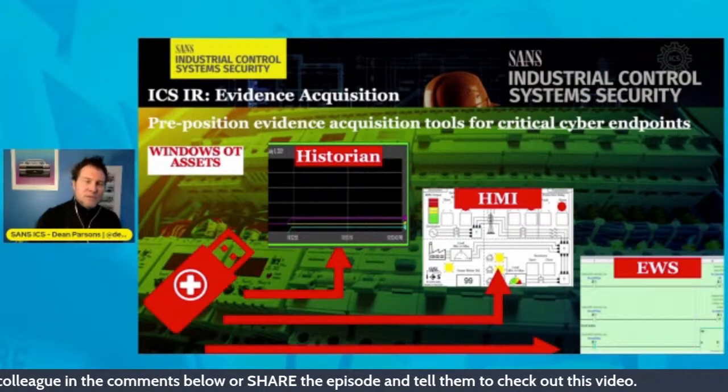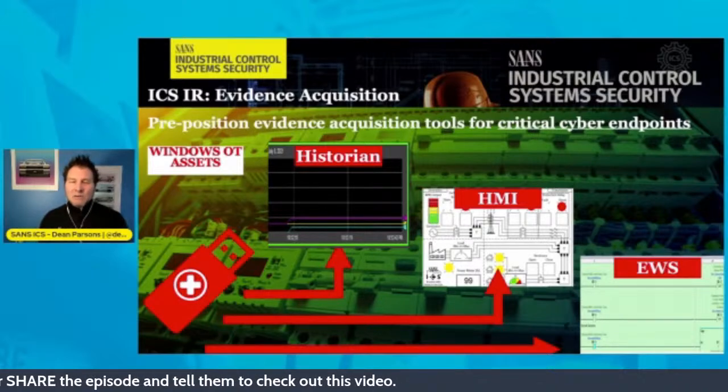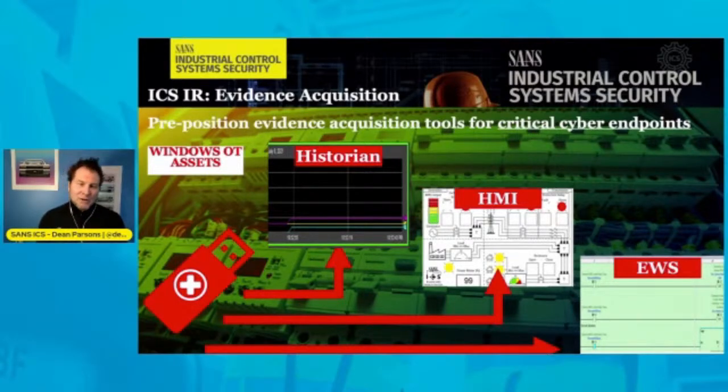So again, having a collection script on a USB or something similar allows you to be prepared for data acquisition at a moment's notice. This, of course, can be in a situation where your team is unable to get to a remote site, and engineering staff can use this safety kit on site, plug it in, follow your instructions, or pre-positioned and planned instructions to gather data from these critical assets, which are running traditional operating systems, still a Windows OT asset.